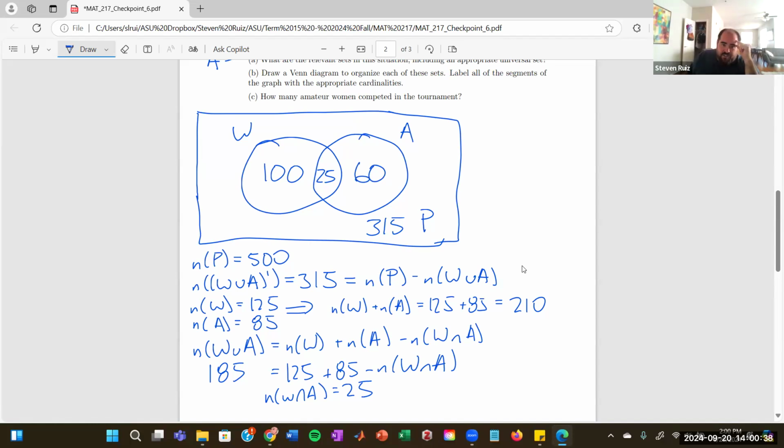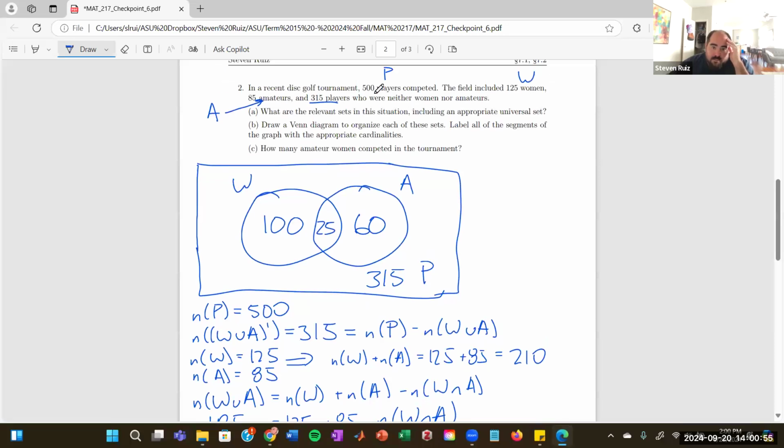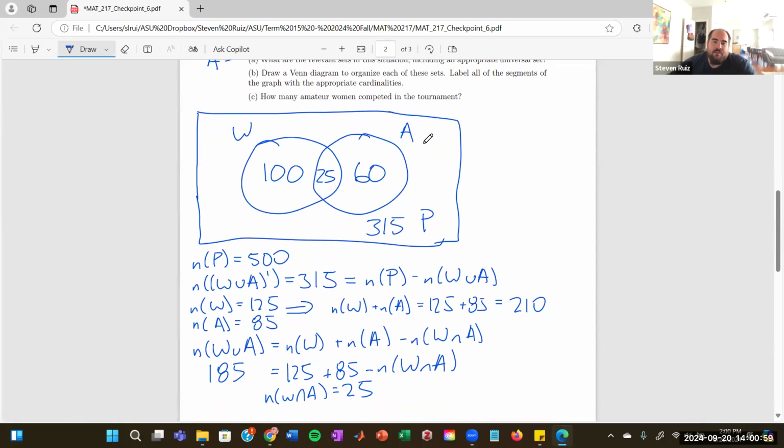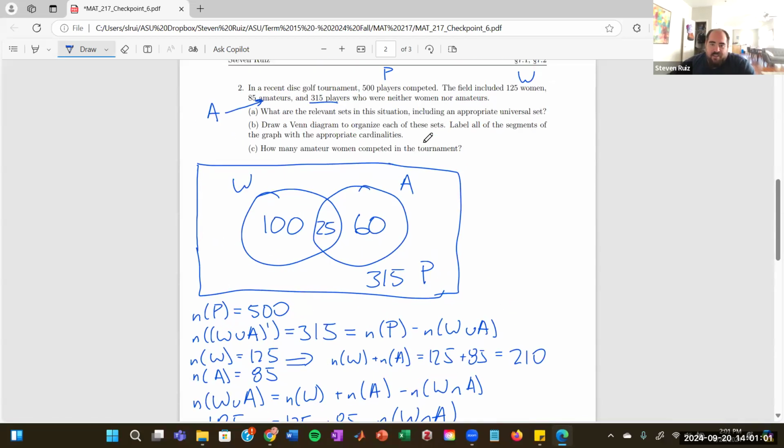One thing we should make sure of, especially since we're just getting started with this, is we should add all these numbers together and make sure their total makes sense. So if I add up 100 plus 25 plus 60 plus 315, that adds up to 500, which hopefully makes sense to you because we had 500 total players competing. So all signs are pointing to we've done this correctly and organized everything correctly. So I think our Venn diagram is good.